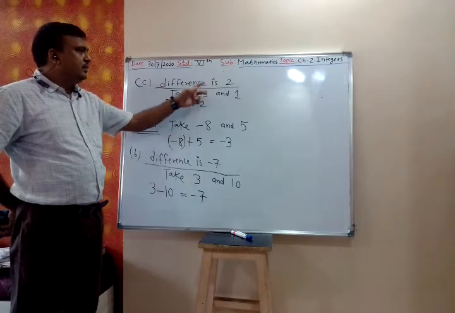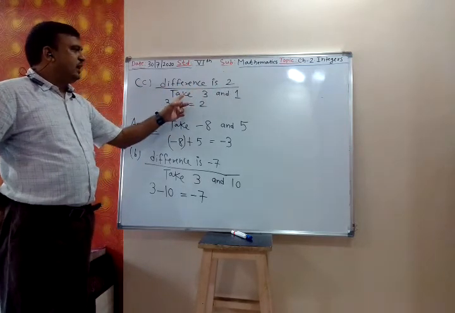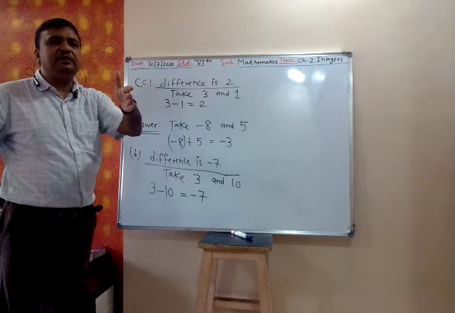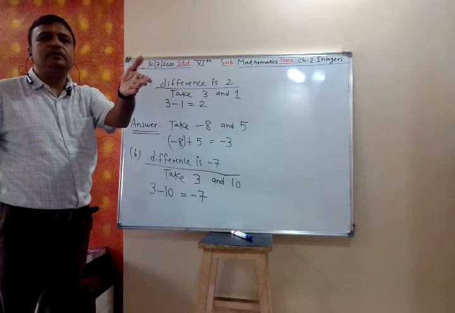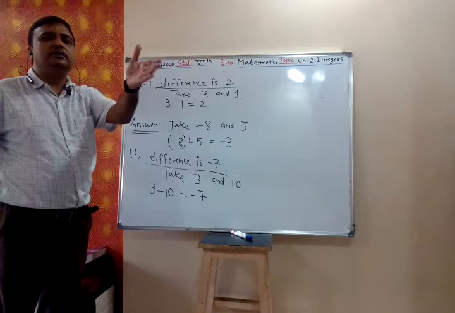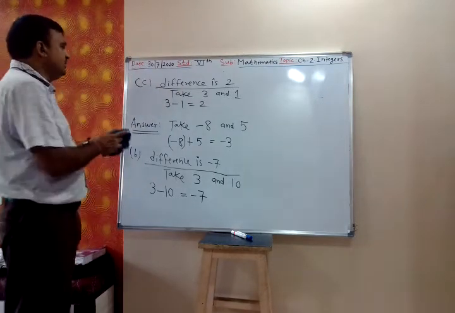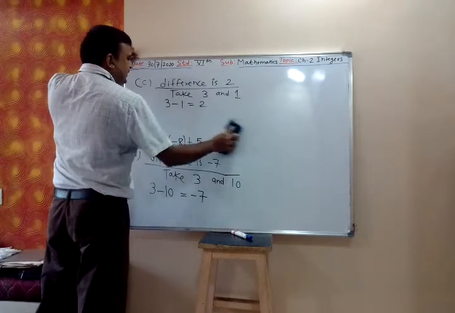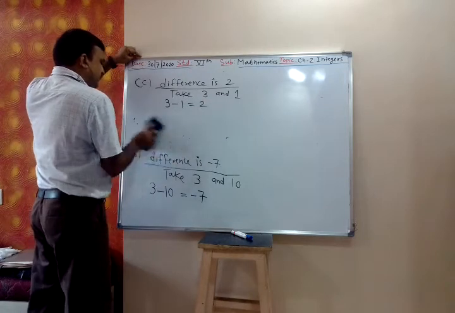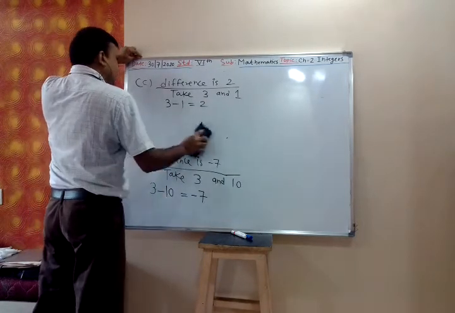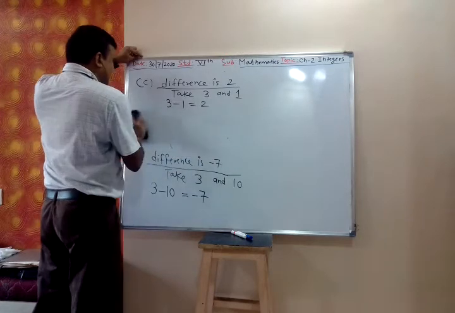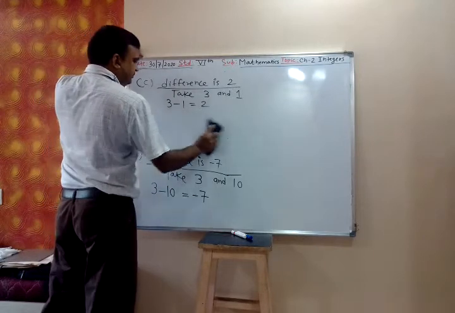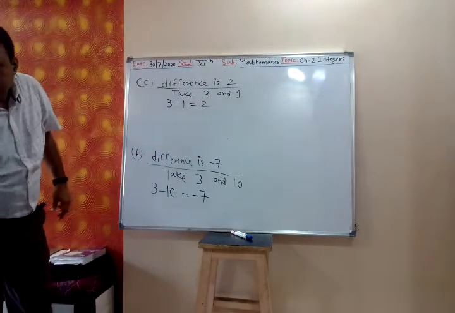Difference is 2. Difference means subtraction. So I can take 3 and 1. So 3 minus 1 is 2. You can take 5 and 3 also. 5 minus 3 is 2. You can take 6 and 4 also. 6 minus 4 is 2. So any two integers you can take, but the condition is that the difference is 2. That condition should not be violated. Whichever two integers you are taking, their difference must give you 2. Clear?